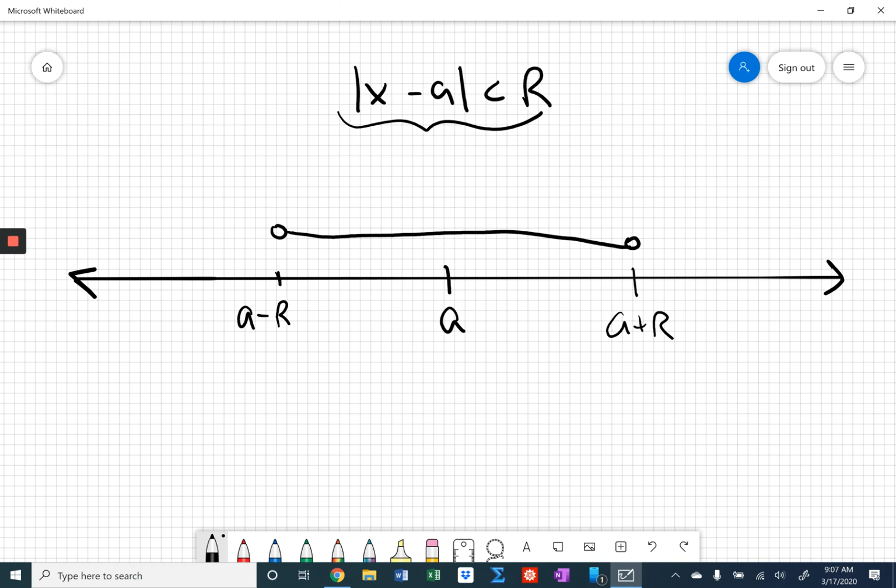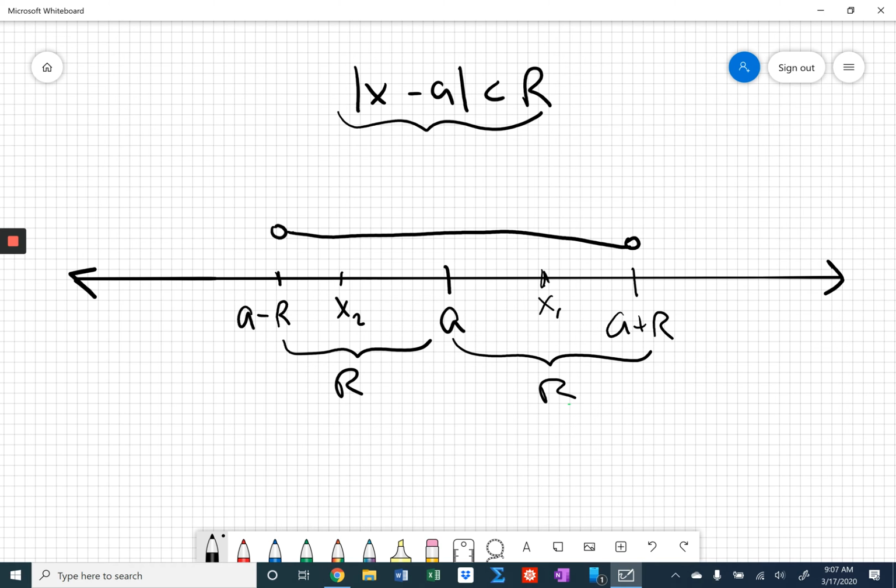If I measure this length right here, this is r units away, as is this length over here. And if I pick a point like right here, which I'll call x sub 1 for a moment, the distance between x sub 1 and a is less than r units away from a. And same thing over here: if I pick an x sub 2, the distance between a and x sub 2 is less than r units away from a.